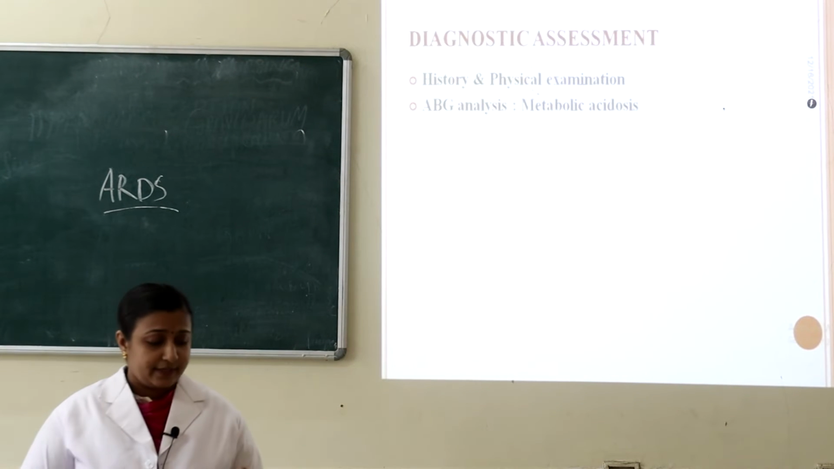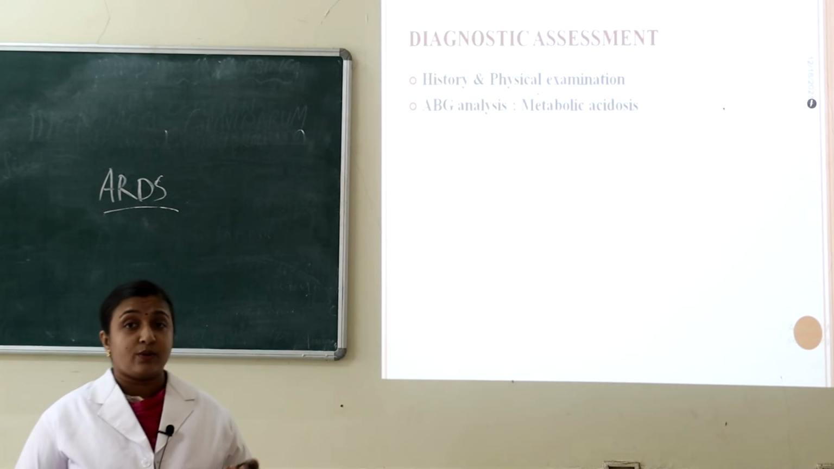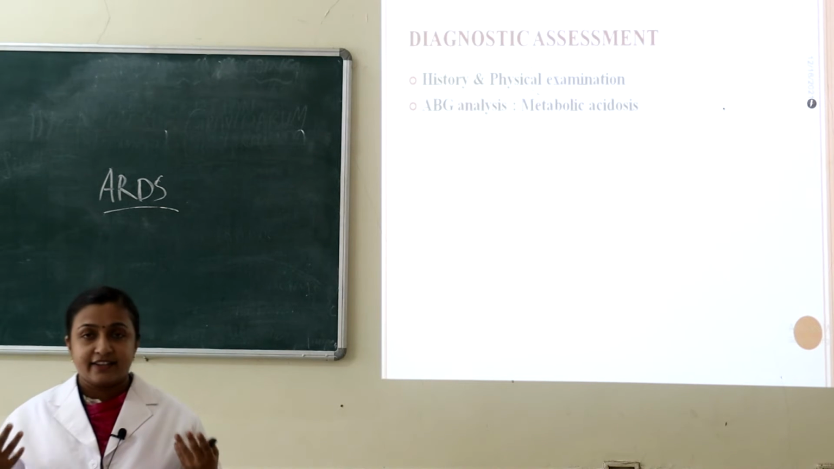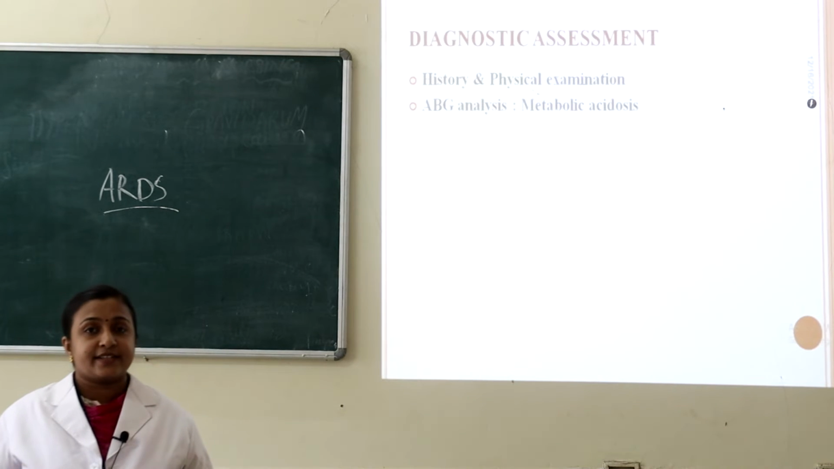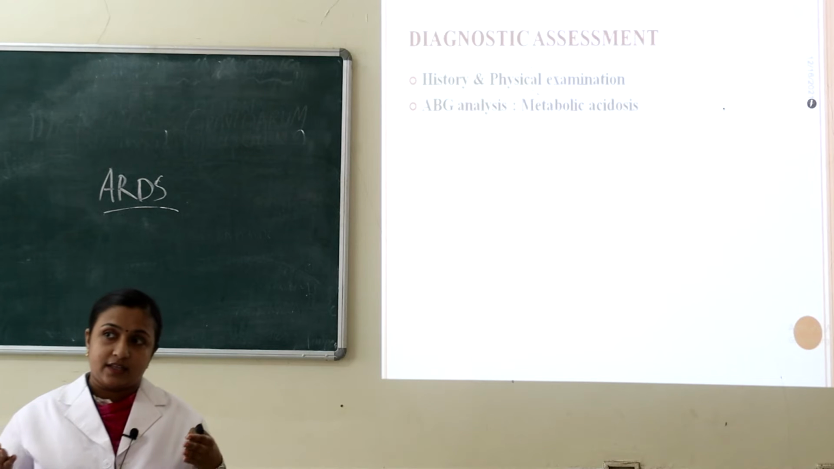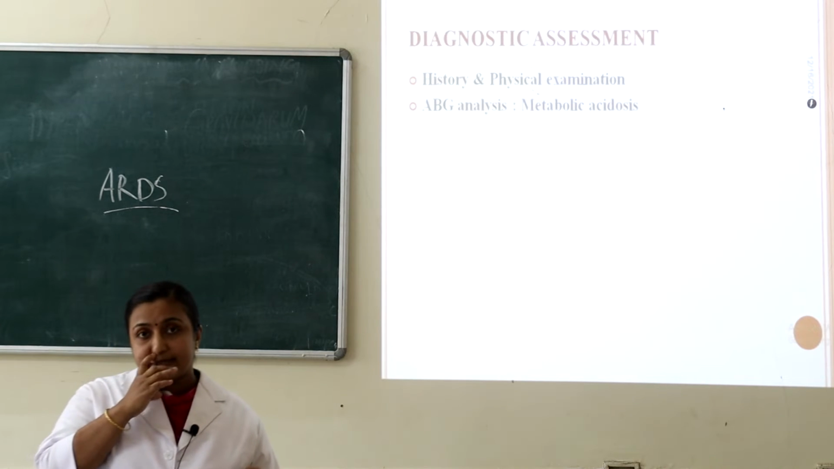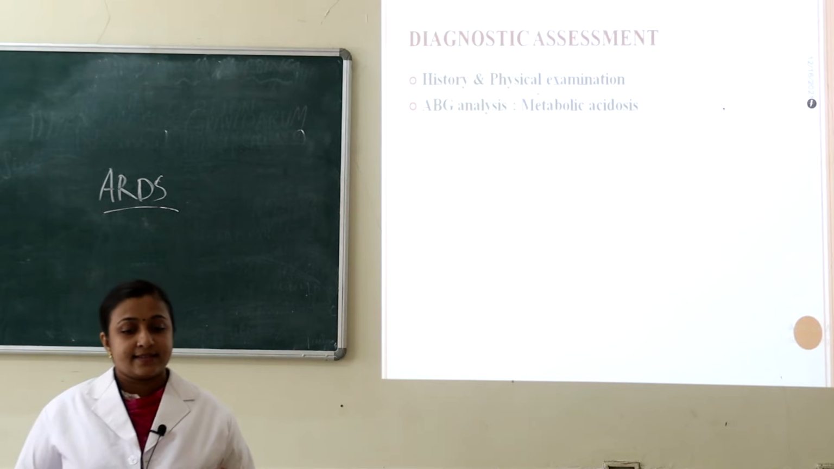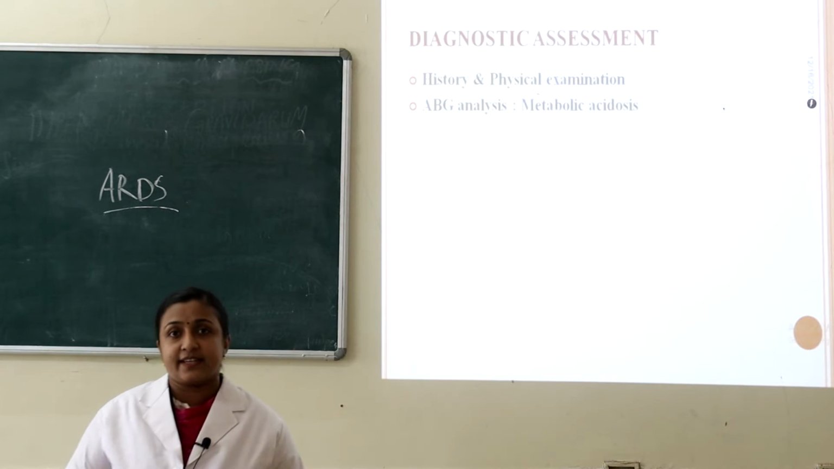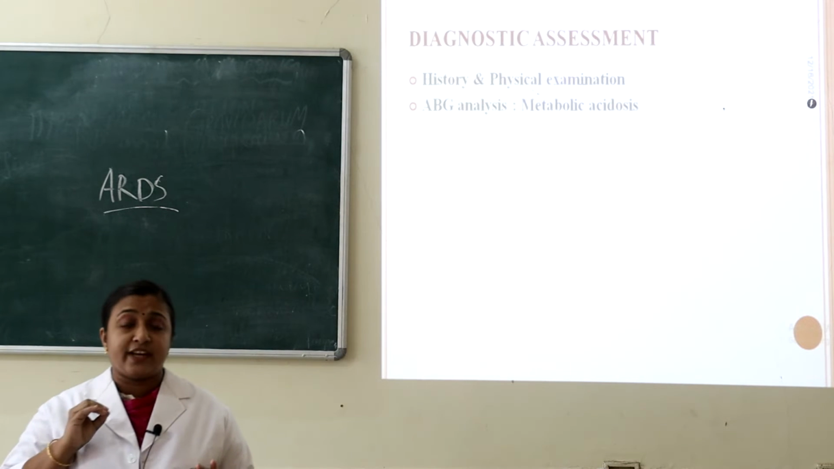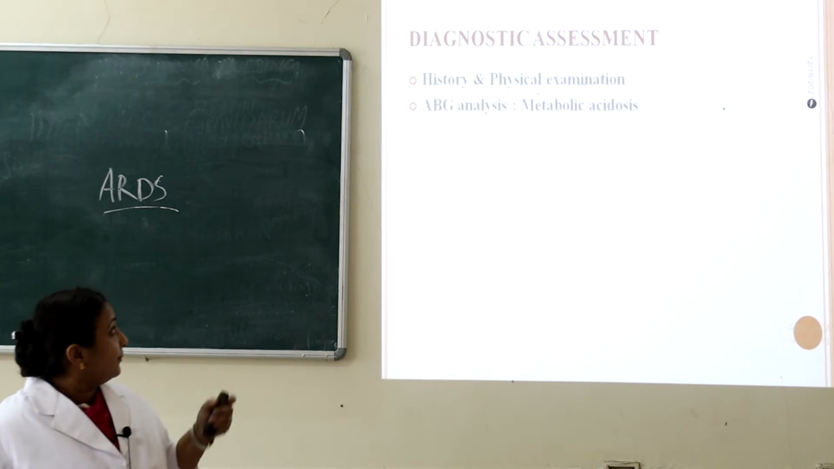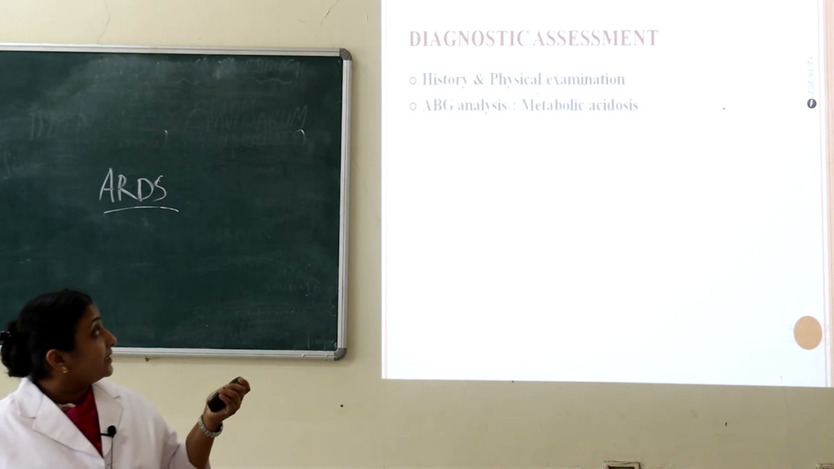Then the physical examination. In the physical examination we can identify the patient's dyspnea, the increased respiratory rate, all those things. Then in the other investigations we can hear crackle sounds on auscultation of the lung. The history and the physical examination are very important and mandatory for every assessment. The next is the ABG analysis.